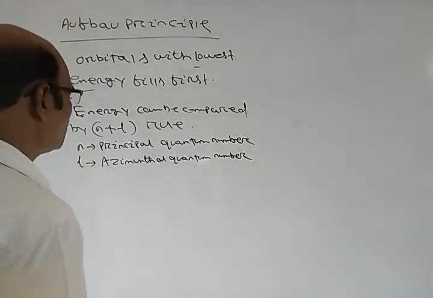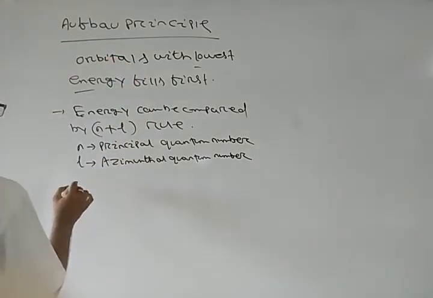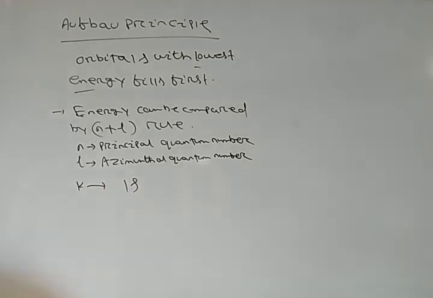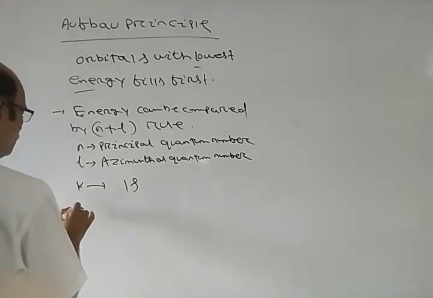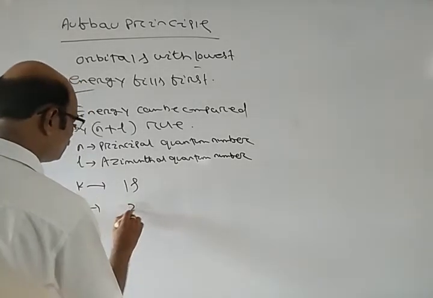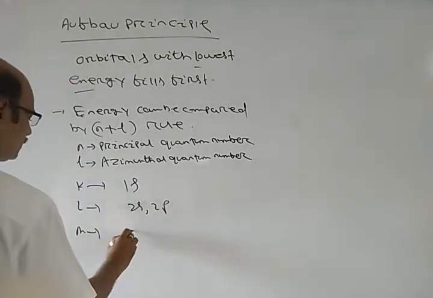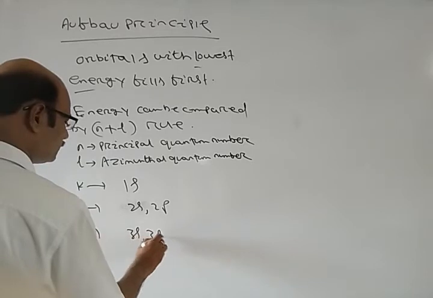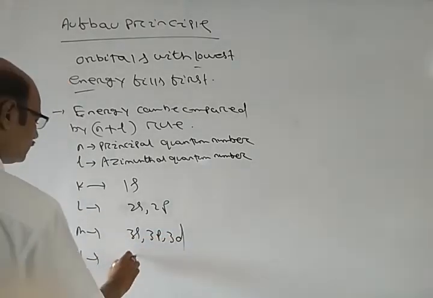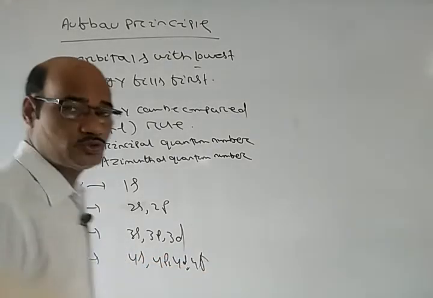Okay. Now see, we have a different substance. When I take the K cell, I have 1s. The L cell, I have 2s, 2p. The M cell, I have 3s, 3p, 3d. The N cell, 4s, 4p, 4d, 4f and so on.